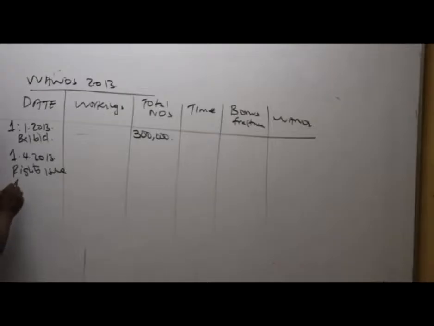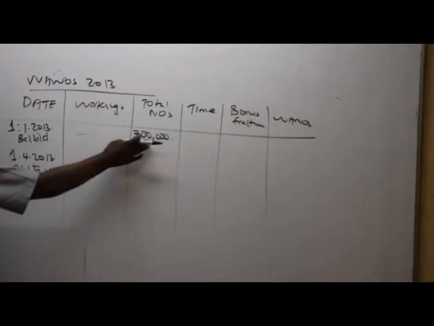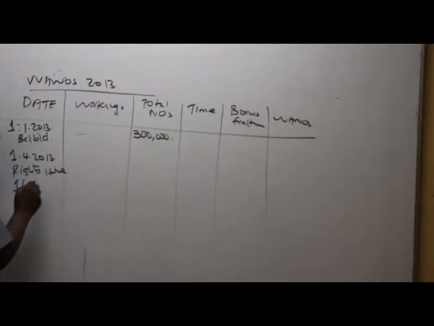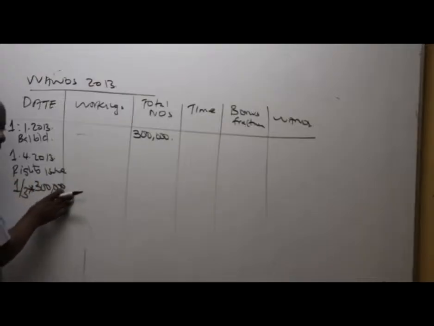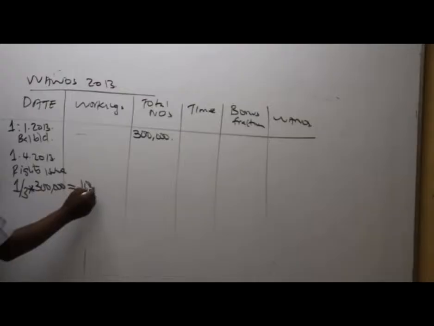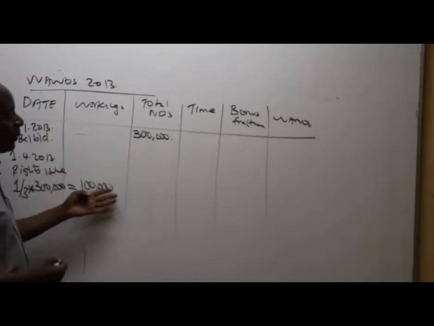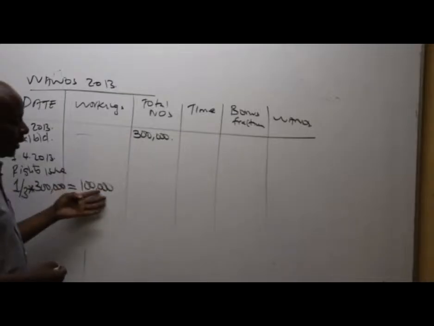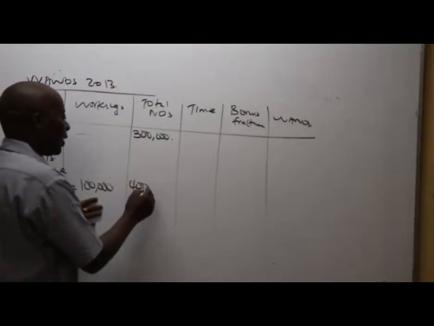So they say 1:3. So 1:3 times the outstanding number of shares. The outstanding number of shares here is 300,000, right? Which will give me how many shares here? Under the rights issue, we have 100,000. So cumulatively, how many will we have? 400,000. Thank you very much.